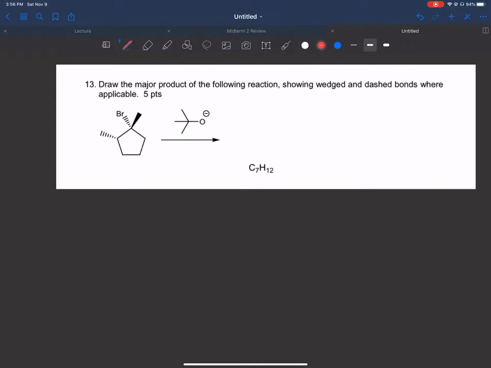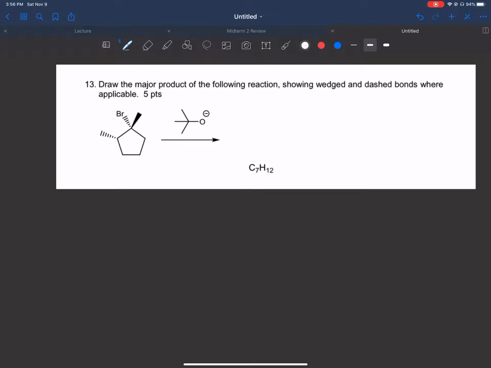So what we now need to do is look at what we're reacting with. We're reacting with tert-butoxide, which is a strong, bulky base. The fact that we have a strong base means we can eliminate E1 and SN1. So we're going to go E2. Now remember, because tert-butoxide is bulky, we're going to want to form the least substituted double bond.